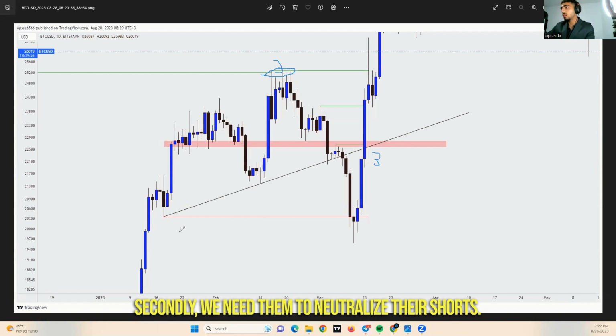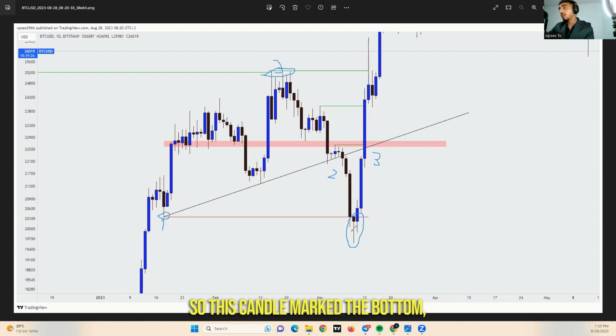Secondly, we need them to neutralize their shorts. We need them to stop out all the retail longers so that they can realize their shorts. That is sell side liquidity. Here's your first element. And we also need bearish sentiment, which we get the minute price breaks under this trend line. So that is your second element. So here you have element 1, element 2, and element 3. You already had a confirmed lion's reversal the minute we cleared this liquidity. And then the reaction marks the bottom. So this candle marked the bottom, and that is when I longed.